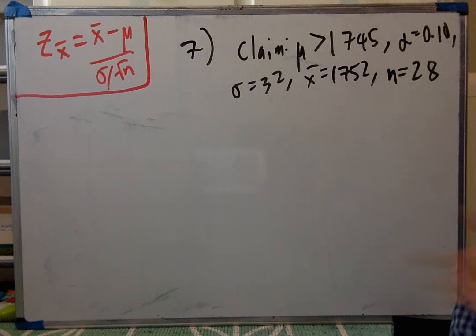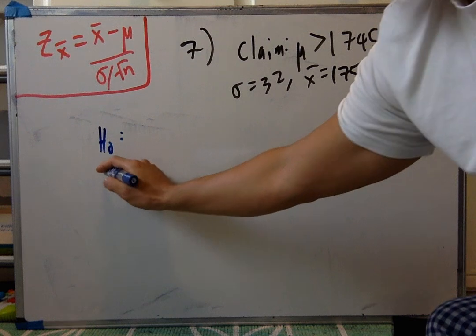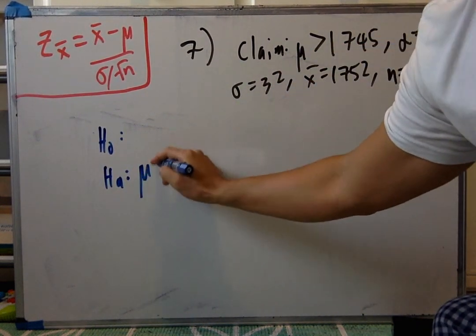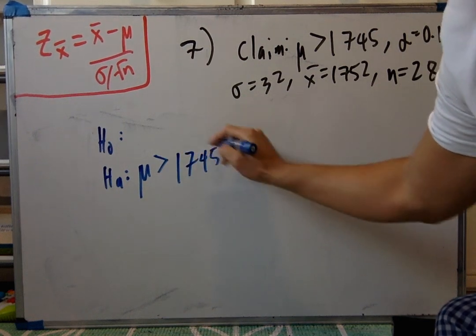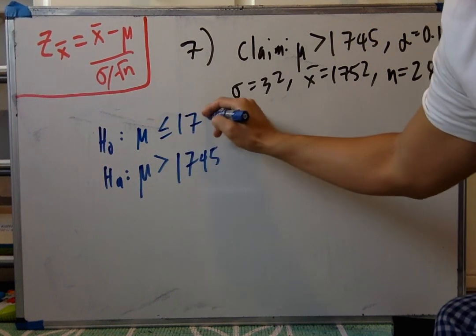So right off the bat, it seems like we should accept that claim. But let's see what the hypothesis test says to be completely accurate. So first of all, H naught and H alternative. The one that we're given is the alternative because that's the one that does not include equality, right? So it's mu greater than 1745. The original one was less than or equal to 1745.